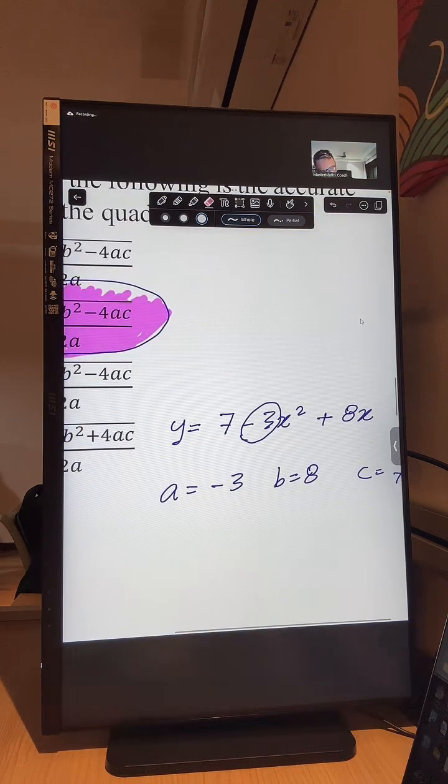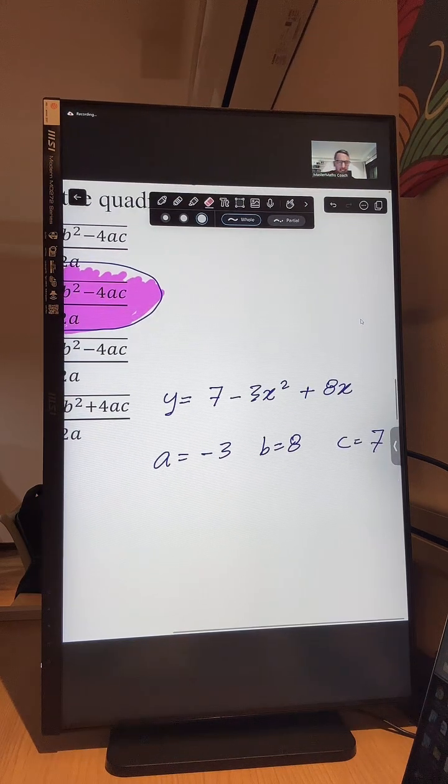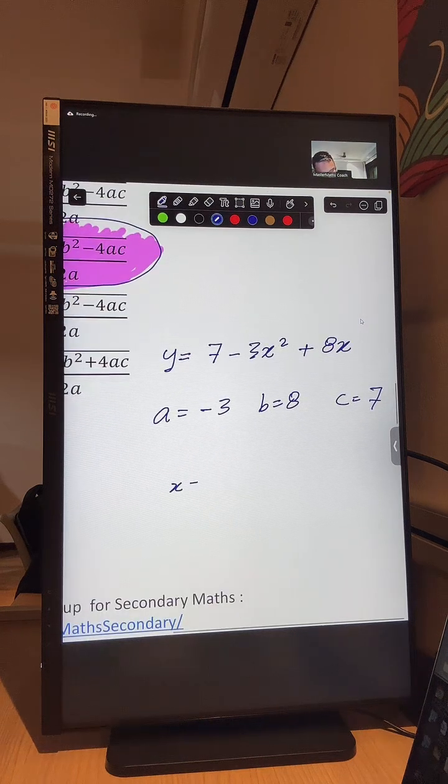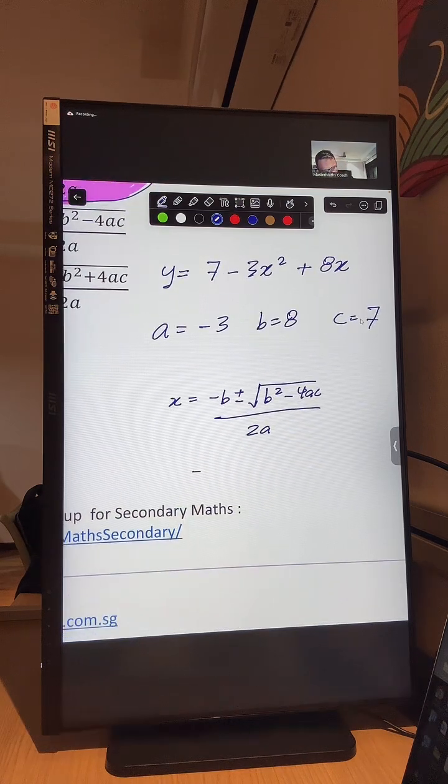Okay, y equals 7 minus 3x squared plus 8x. So we know that our a is negative 3, our b is 8, and our c is 7. Let's use the formula that we have learned. The formula is x equals minus b plus minus square root b squared minus 4ac over 2a. How is this going to look? Minus b, that's going to be minus 8.